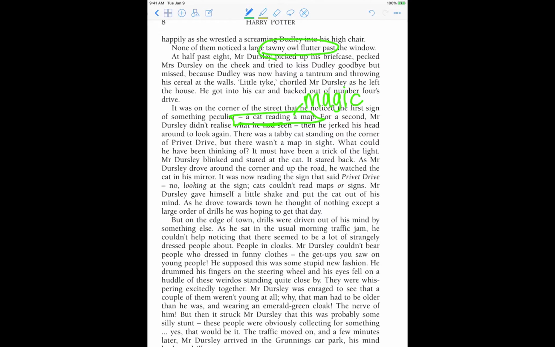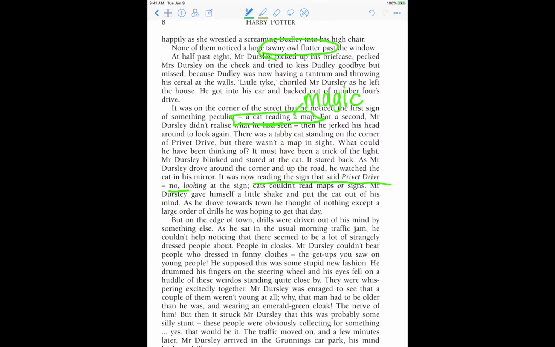So as we're researching, we're figuring this out. What could he have been thinking of? It had been a trick of the light. He stared at the cat. It stared back. He watched the cat. It was now reading the sign that said Privet Drive. No, looking at the cat. Cats couldn't read maps or signs.